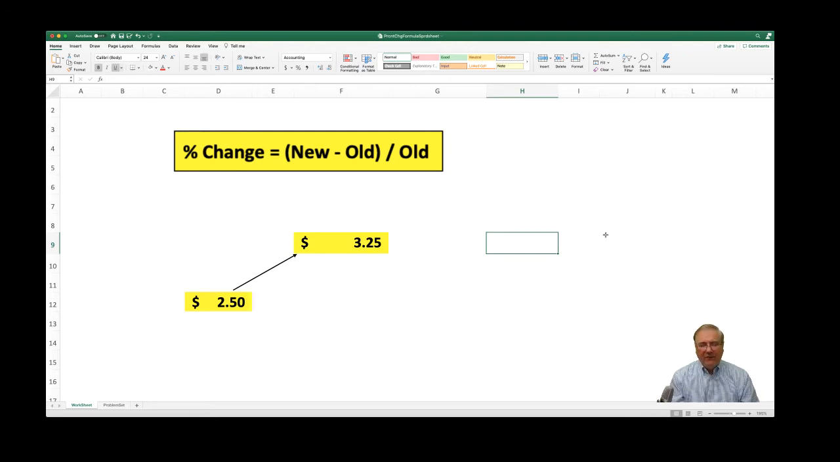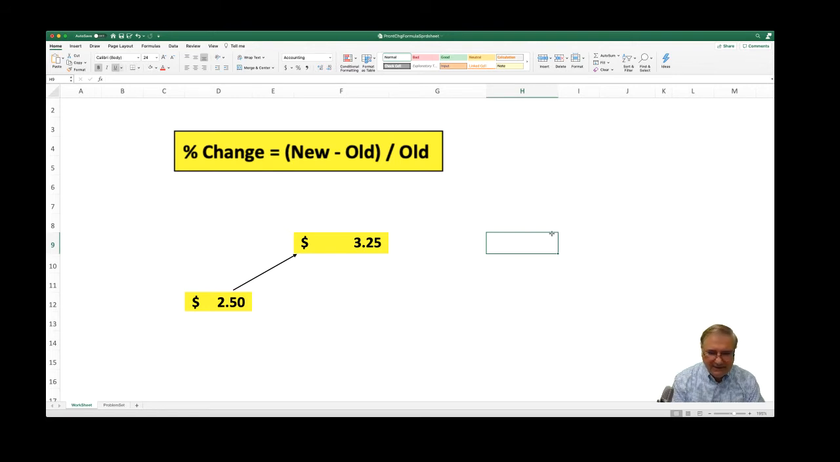Now at this point, you can always whip out your handy-dandy calculator and actually key in $3.25 minus $2.50, new minus old, and then divide that by the old number. In this case, it's $2.50, and you'll get your answer as well. But I just wanted to show you in Excel how you would go about solving this.